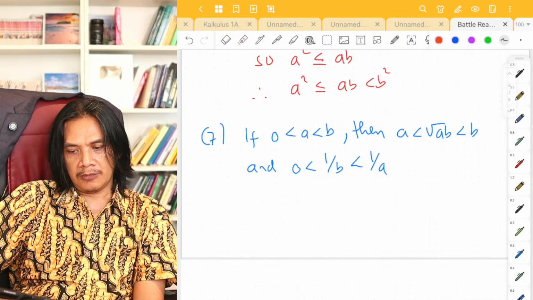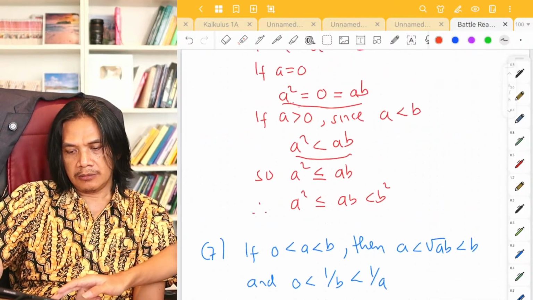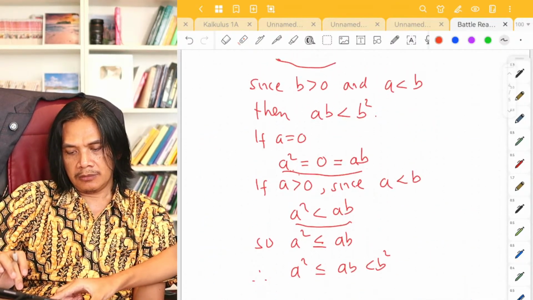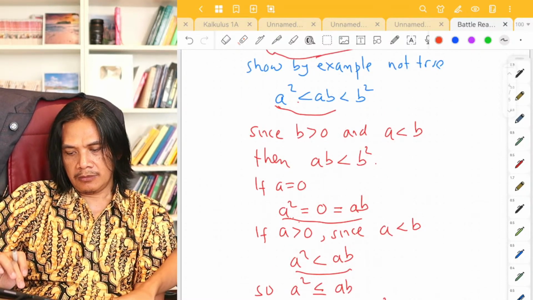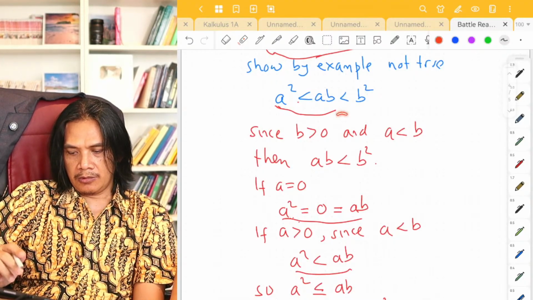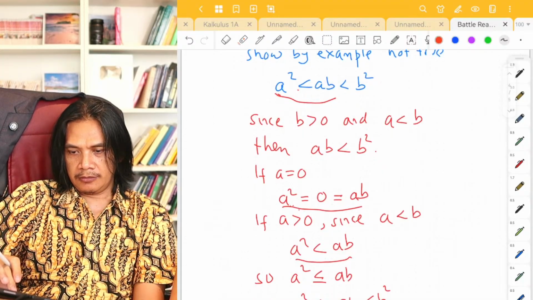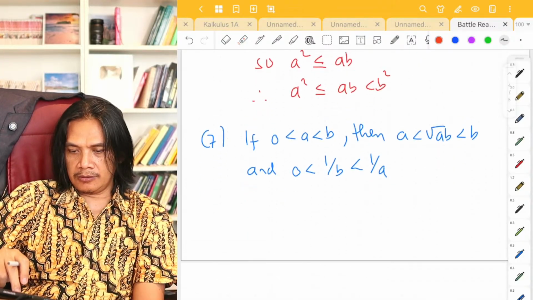Which one? This one? No, you have to get the square root thing. Because we have this, with 0 less than a less than b, you can make this, right? And you can square root it. You want to get this one? Yeah, I'll get that one. That means it's, yeah. Okay.